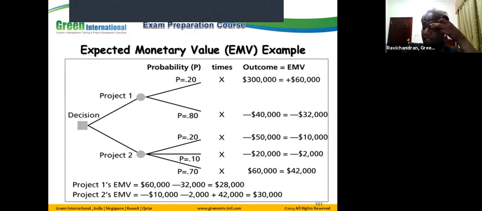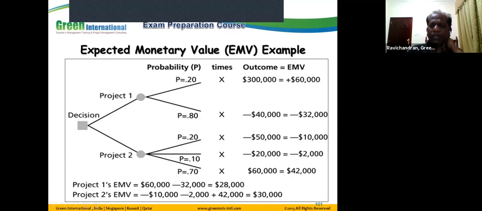Of course, risk is one of the factors. So when you are analyzing the potential risk in project 1, there are two risks which we may face. Risk 1 has say 20% probability, and the expected impact is 300,000, which is positive. Risk 2 is a negative risk, which has 80% probability, and the potential impact, say 40,000 negative impact.